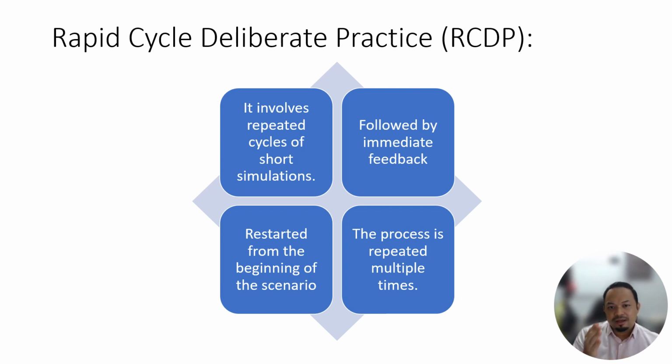But in RCDP, the activity restarts from the beginning, in the hope that the student would not repeat the same mistake. Every time you restart, you will increase the level of difficulty in the scenario. This process is repeated multiple times. So that is why we call it rapid cycle deliberate practice.